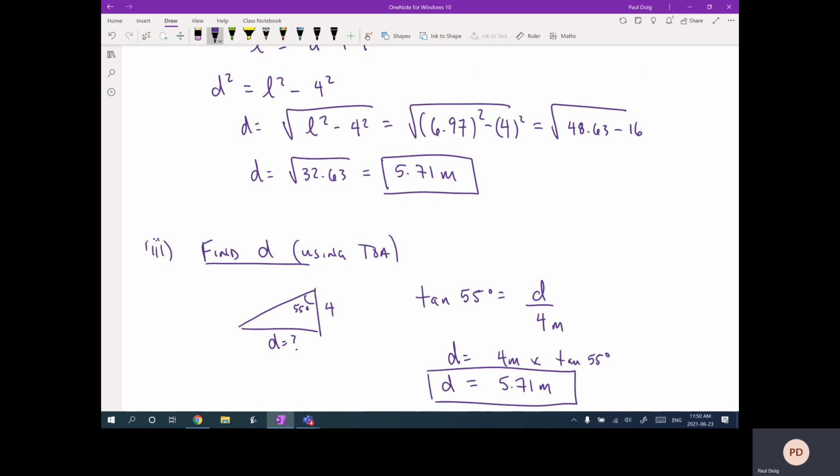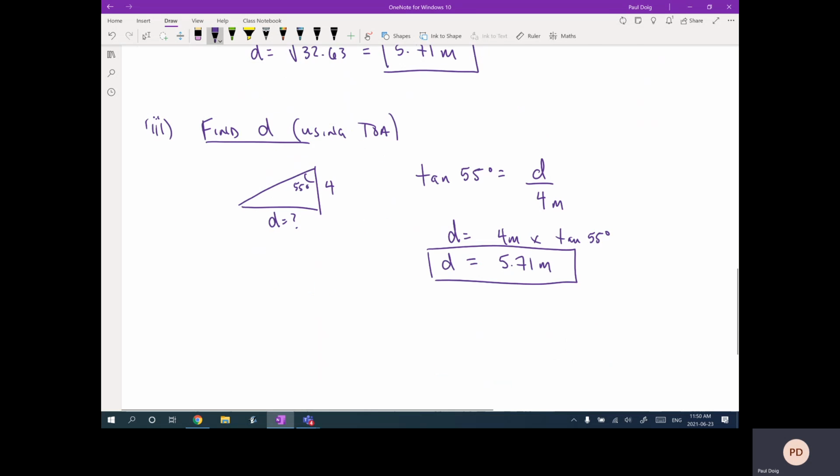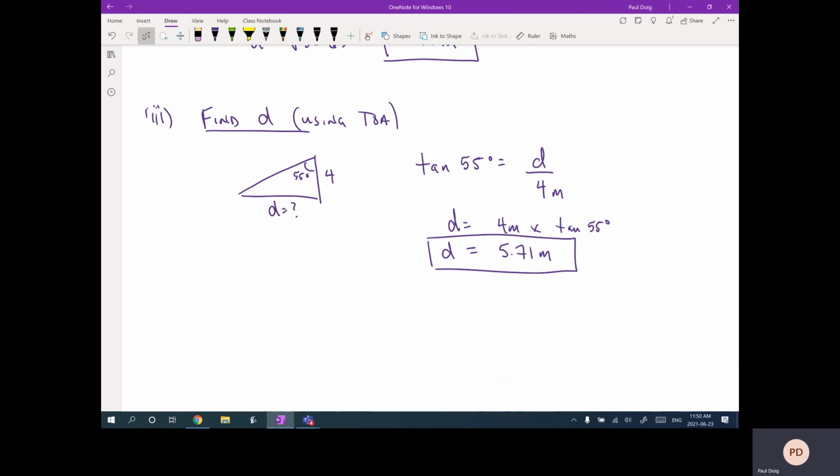Okay, so two different tools. You can figure out what you can use, you can choose. Use what you want. All right, so now the last step in this. I asked you to find this angle here. I'm going to put here a theta 2. All right, so what is theta 2?